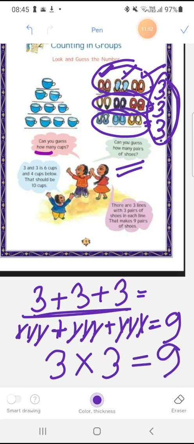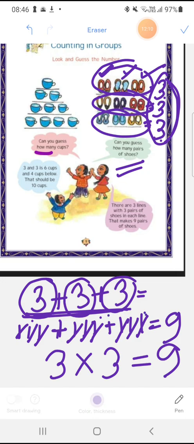3 3s are also 9. So in both ways we can do it. We can add or we can multiply. If the numbers are the same, and we know how many times the number came, we can multiply it. 3 came 3 times. So 3 3s are 9.